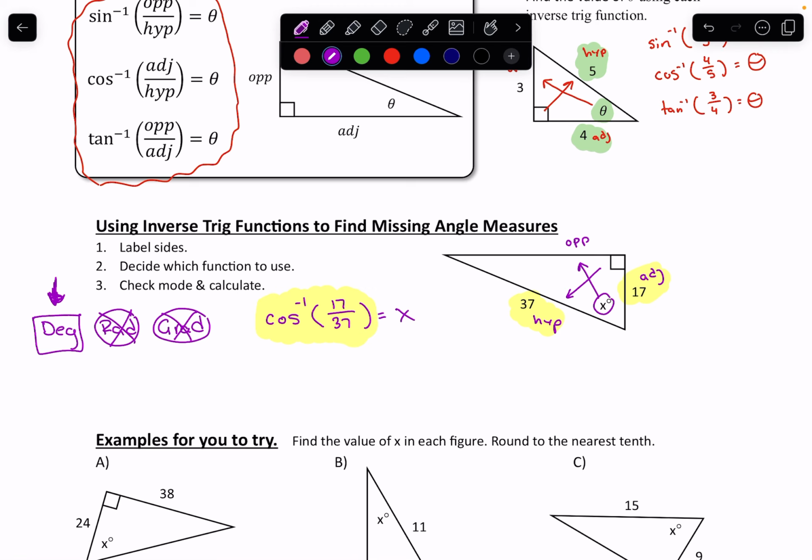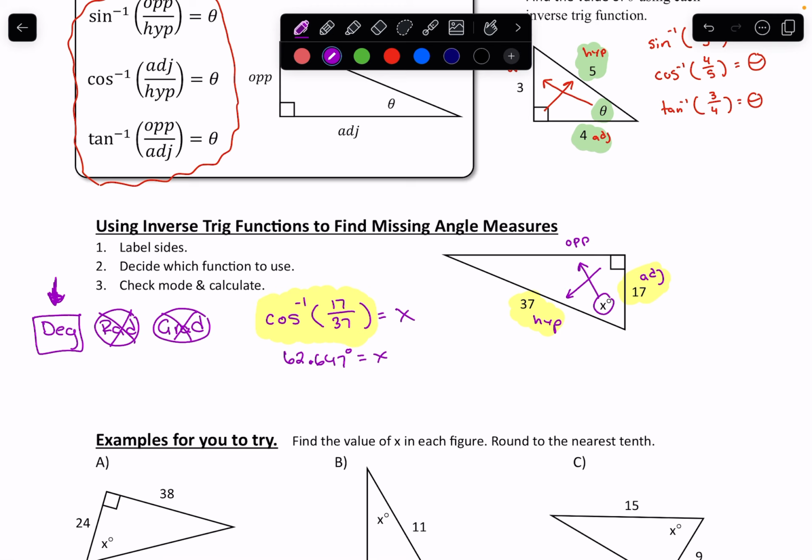You type that in your calculator, and I don't know what that is. 17 divided by 37, I get 62.64, and my calculator's in the right mode. So x is equal to 62.647 degrees. We're going to use 3 decimals on this assignment. And I don't care if you round or if you just cut off the 4th decimal and everything after it.